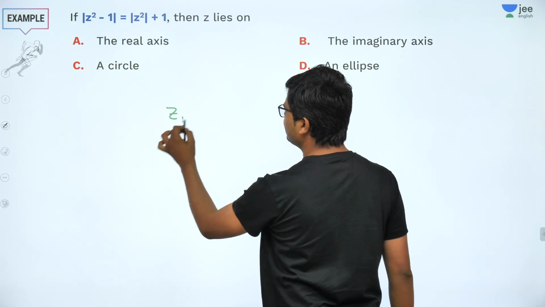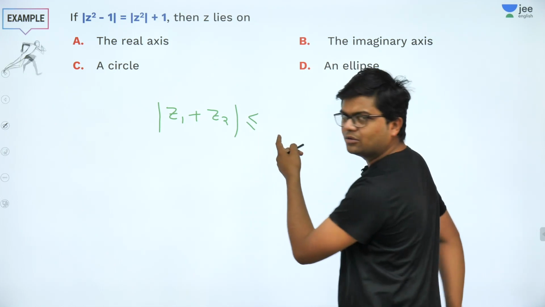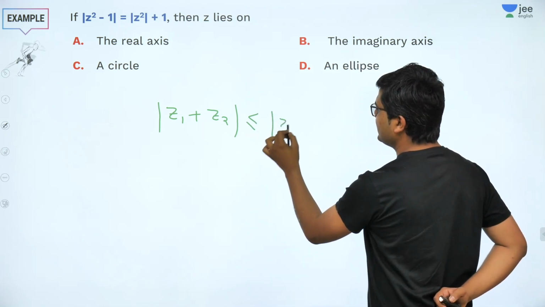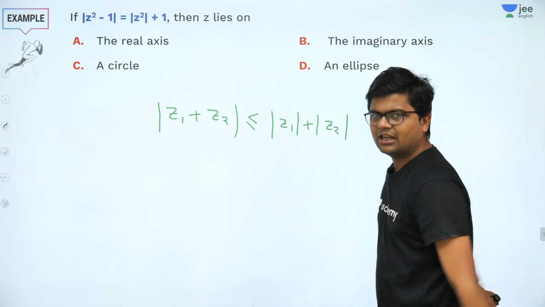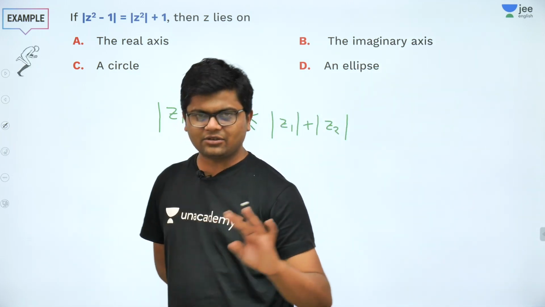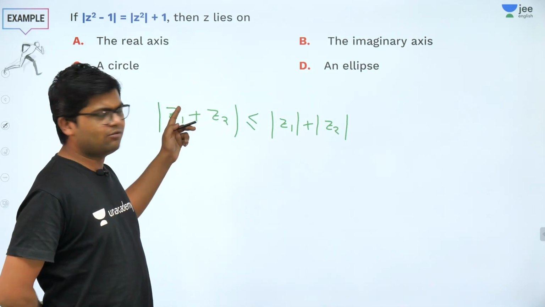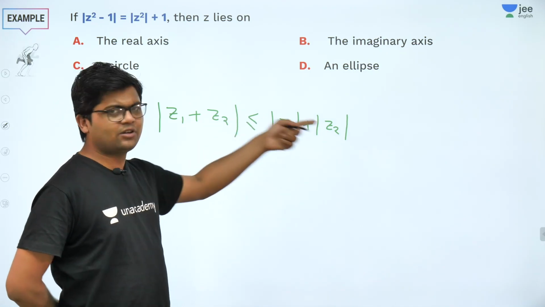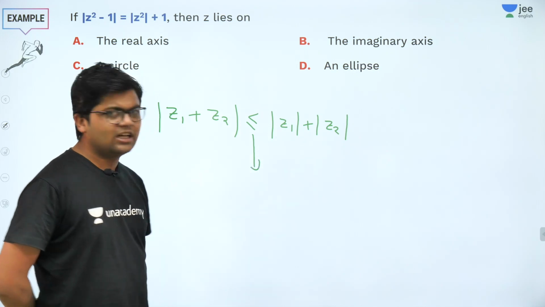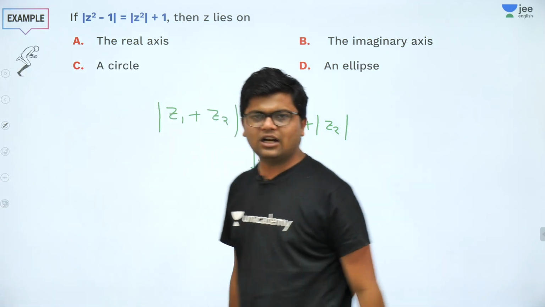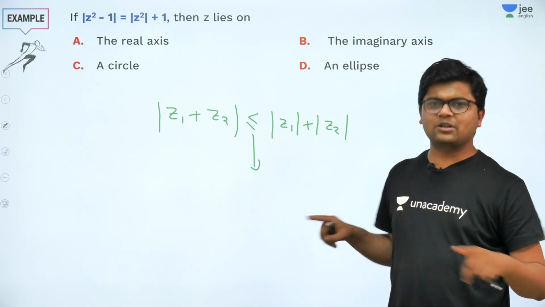So we have this inequality: modulus of z1 minus z2 is less than or equal to modulus of z1 plus z2, which is less than or equal to mod z1 plus mod z2. This is a very standard inequality that we study in complex numbers, that one side of a triangle will always be less than or equal to the sum of the two other sides. Now my question is, when does this equality hold? It holds when the points become collinear, meaning when the triangle does not exist and the points become collinear.